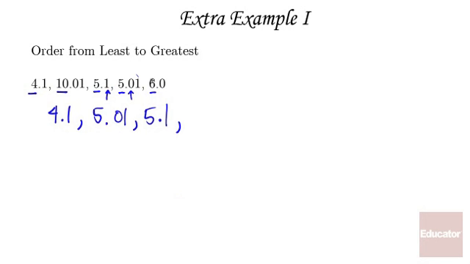Well, 6 is a smaller number than 10 if you look at the whole numbers. So then 6.0 is going to go next, and then 10.01, the biggest number, is going to go last. So I have 1, 2, 3, 4, 5 numbers, and then 1, 2, 3, 4, 5 numbers in order from least to greatest.